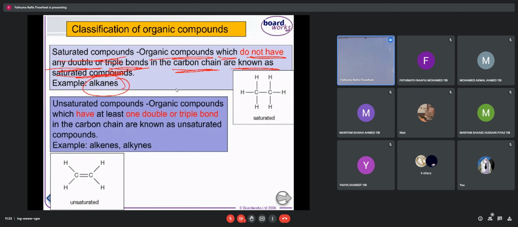Do you see any carbon-carbon double bonds in alkanes? No. Alkanes have only single bonds. All the bonds are sigma bonds. All are single bonds. Unsaturated compounds are organic compounds which have at least one double or triple bond in the carbon chain, like alkenes and alkynes. In alkenes, you can see a double bond. In alkynes, you will see a carbon-carbon triple bond. Okay, that is saturated and unsaturated.